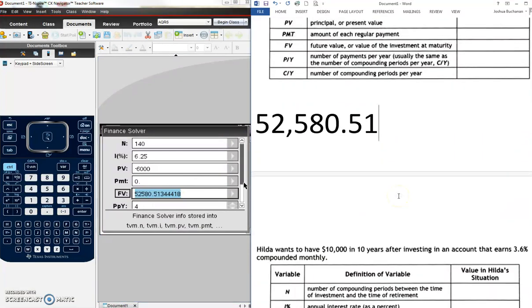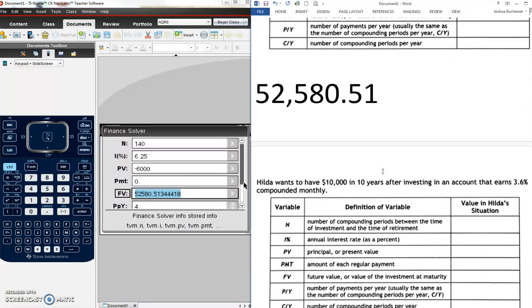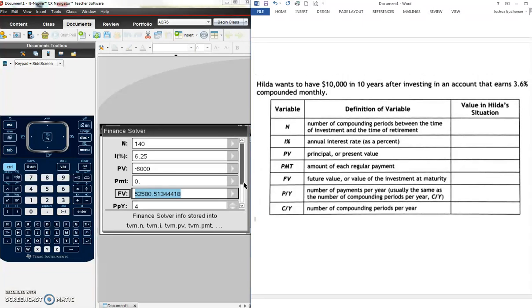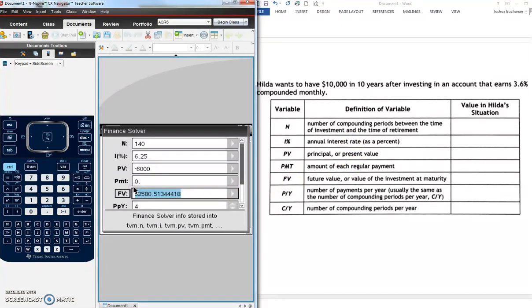So let's look at another example. Hilda wants to have $10,000 in 10 years after investing in an account that earns 3.6% compounded monthly. She wants to have $10,000. So that means her future value is $10,000. So back over here on the calculator, the future value is $10,000. There's no regular payment. We do not know what the present value is. The interest is 3.6.